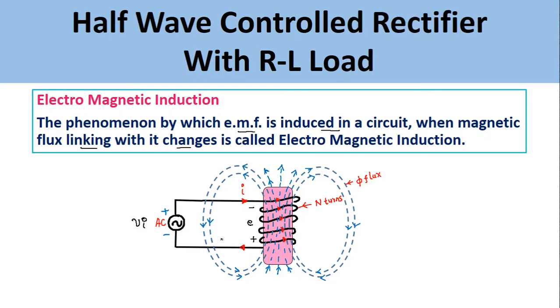The induced EMF in the coil depends on the rate of change of flux linkages, which is given by the formula e is equal to N d phi by dt, where d phi by dt is the rate of change of flux linkages with respect to time, and N represents the number of turns in the coil. So this is another formula for the induced EMF in the coil. As we have discussed, by Lenz's law, the direction of this induced EMF is such that it opposes the cause which produces it. So using these concepts, we will study the working of the half wave rectifier now.